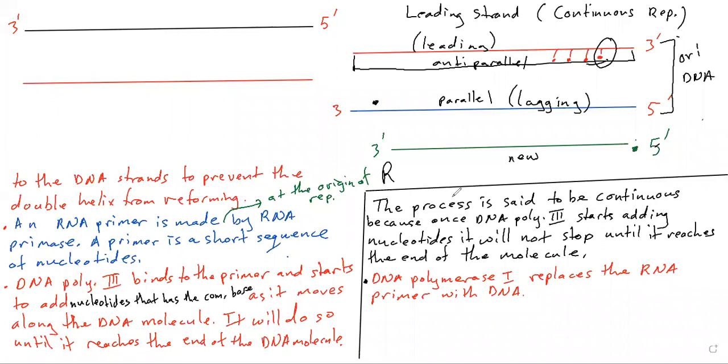My new strand is being made 5' to 3'. Remember, DNA replication is taking place in this direction. Good. As you can see, both strands are parallel to each other. But we just said that DNA has to be anti-parallel. So clearly, this can't work.